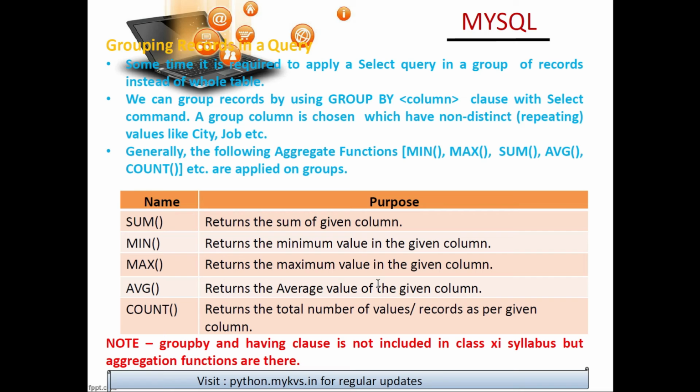So these are called aggregate commands, which will always return a single result. Suppose you give the command select sum salary from employee where city equals Kolkata. Then what will happen? Those employees who are working in the Kolkata region, their salary will be summed up and displayed.